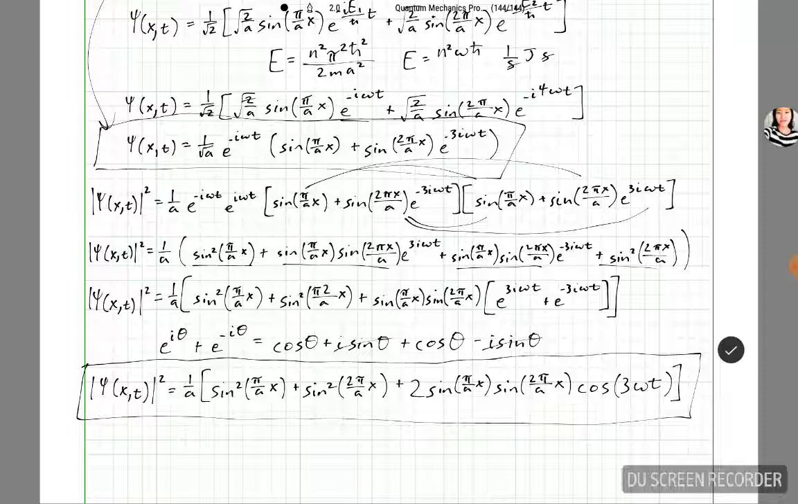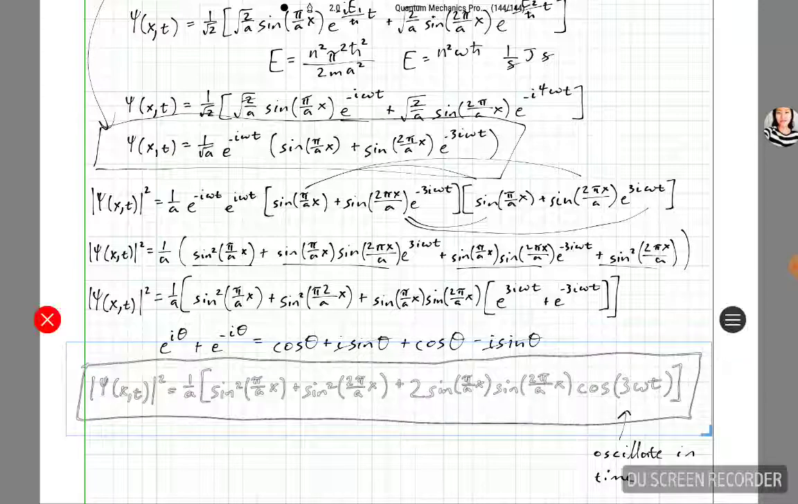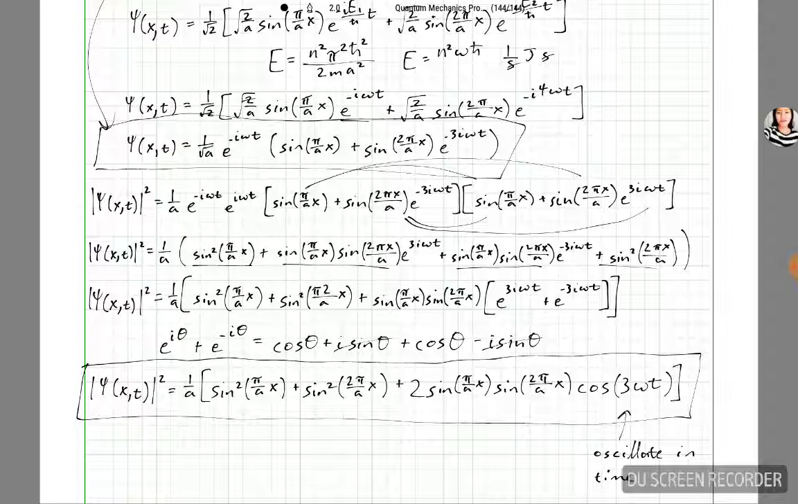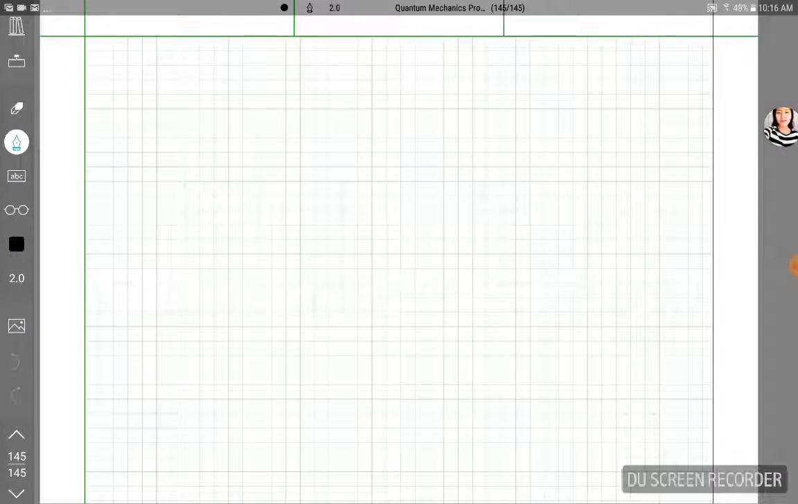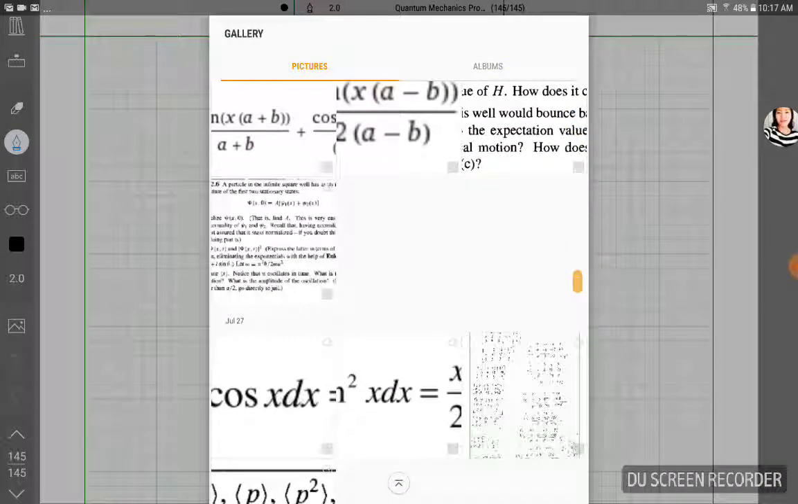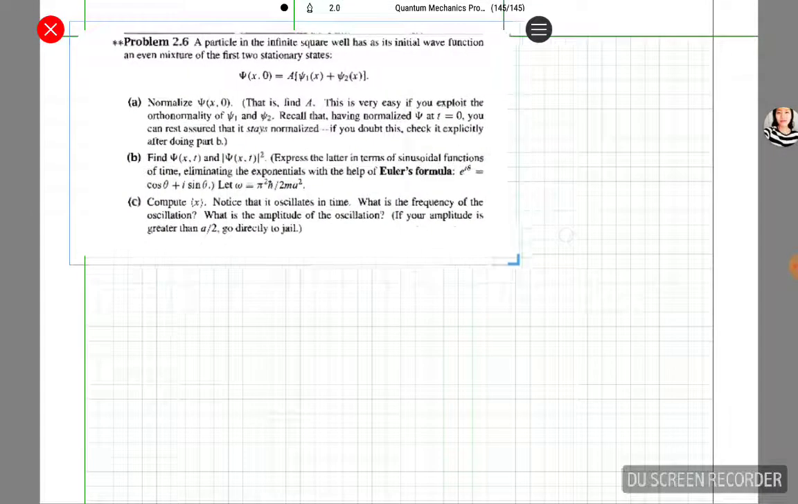So what we have is our familiar sine wave, but we have an oscillation in time. So we have this extra oscillating term on the end of it, and it's oscillating with 3 omega. Okay. I would like to keep this result. And let's go ahead on to part C of this very large problem here. Okay.